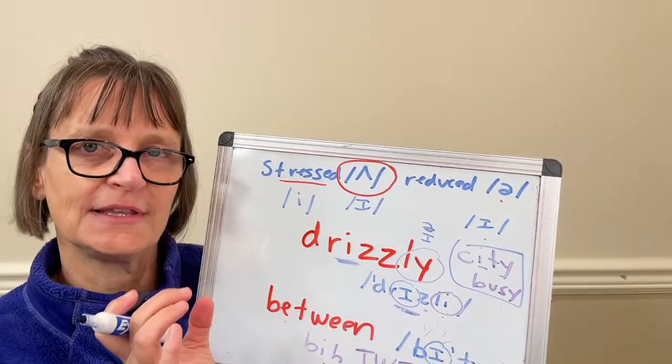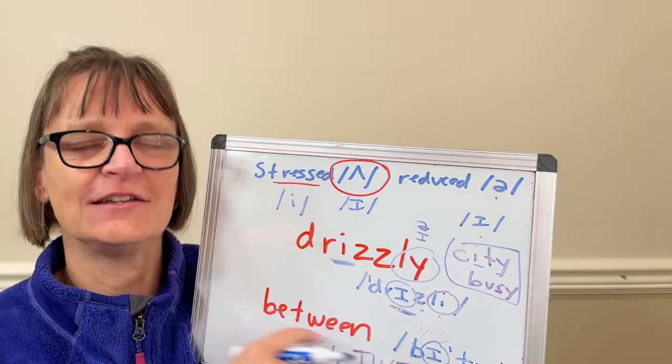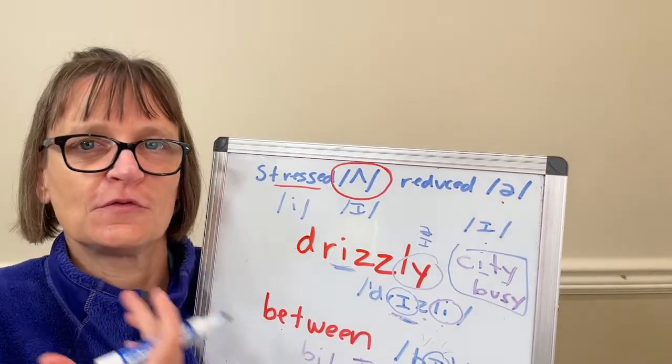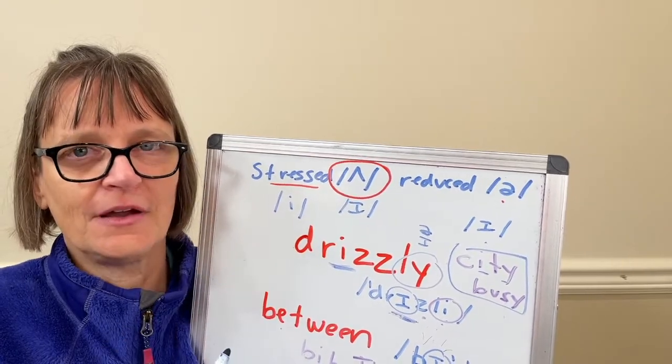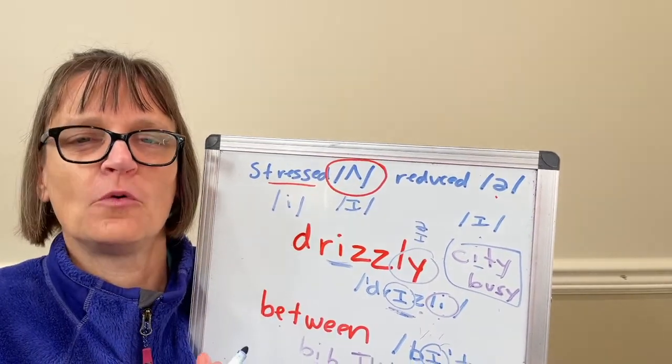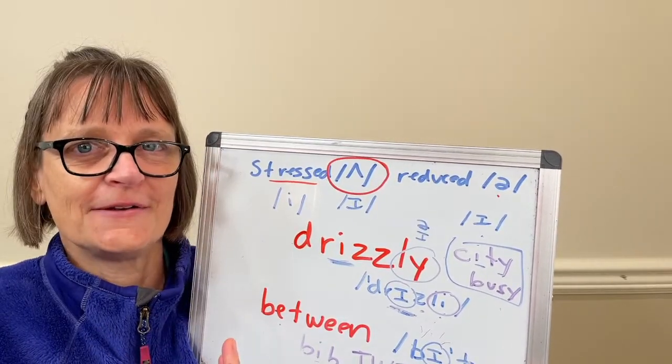Once you can say drizzly, drizzly, with that short but still tense E at the end, try it in a few sentences. For example, it's very drizzly in Seattle today. I don't really like drizzly weather. It's not raining hard, it's just drizzly outside.